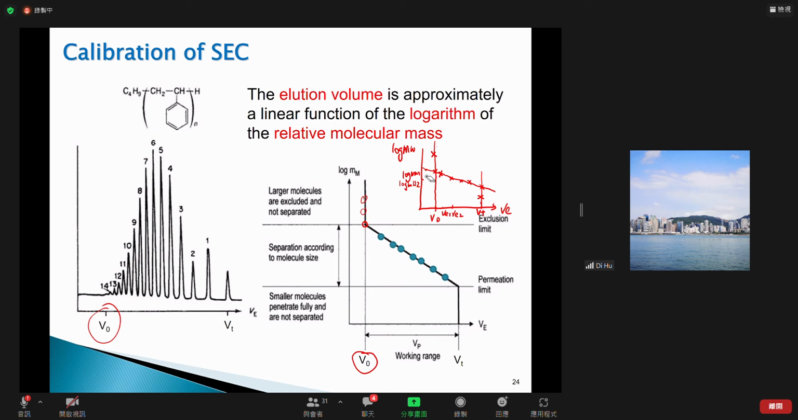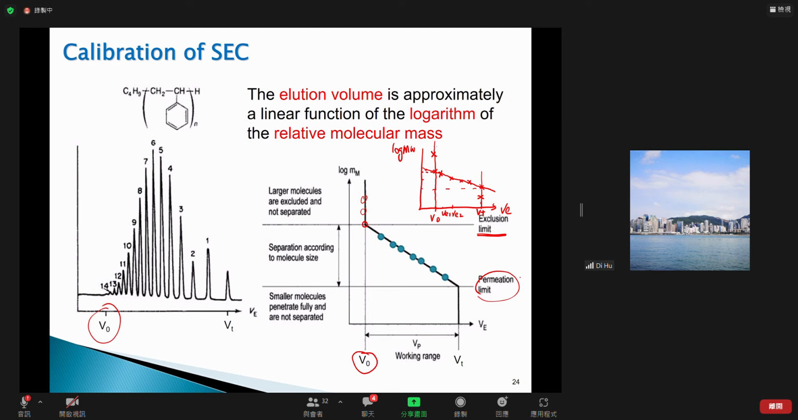This straight line here will be the upper limit of the molecular weight. That means the molecular size that gets excluded. So that's why it's called the exclusion limit. And this one will be the smallest molecular weight or molecular size that can diffuse everything in. So that will be the permeation limit.